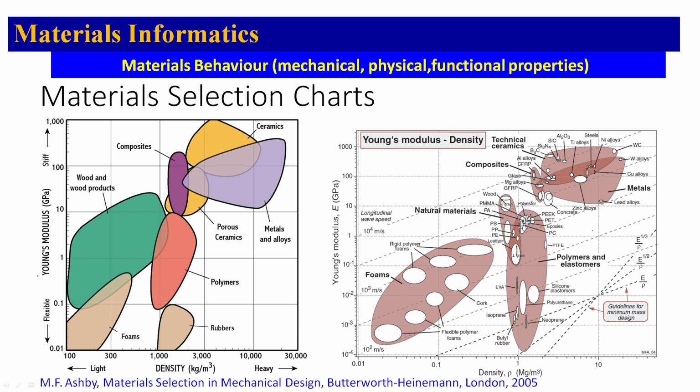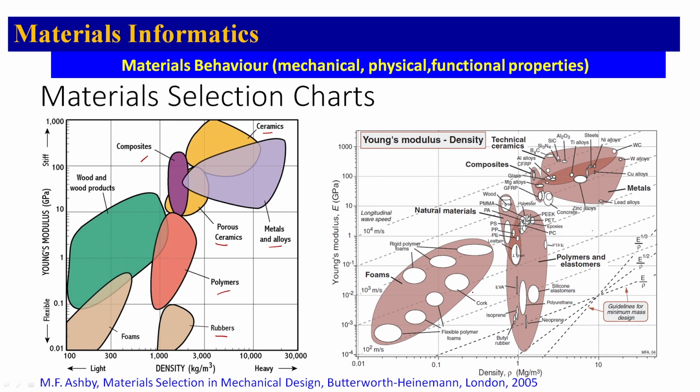This is the chart between Young's modulus and density of different materials, and if you look, he has used a classification algorithm, right. He has classified the different materials like foams, woods and wood products, polymers, rubbers, porous ceramics, metals and alloys, ceramics, composites. So, you can have a nice correlation of these properties, different materials having different Young's modulus and different densities. If you look carefully, subclasses are given.